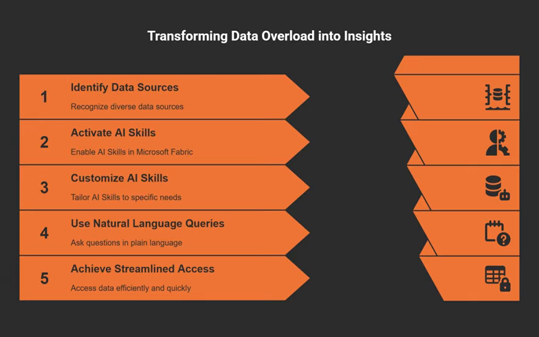The security model is equally sophisticated. Copilot operates within your existing Fabric security boundaries, meaning users only see results and suggestions based on data they already have permission to access. This maintains your governance controls while democratizing data access.